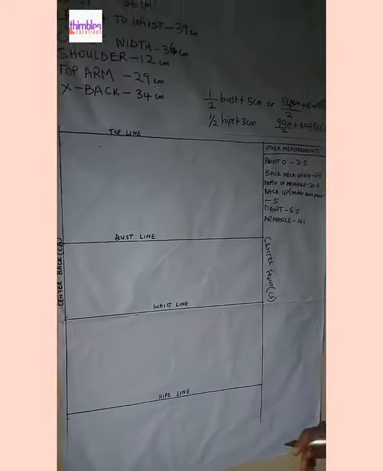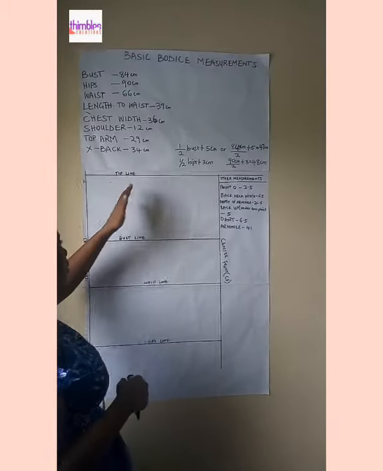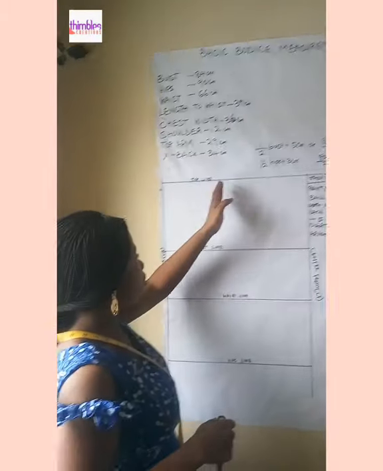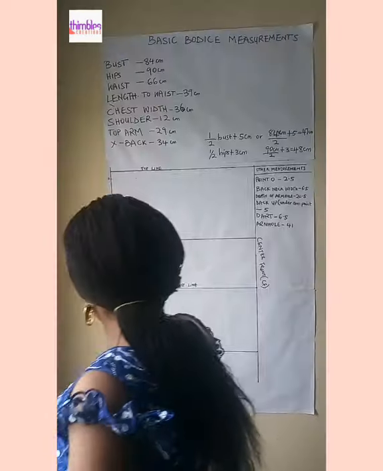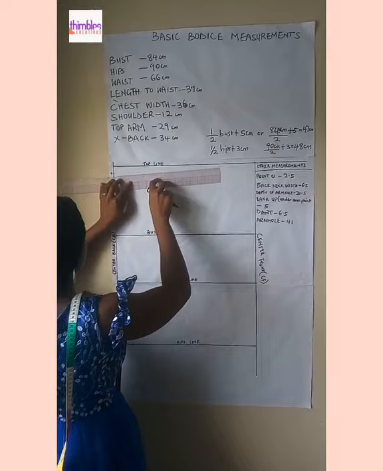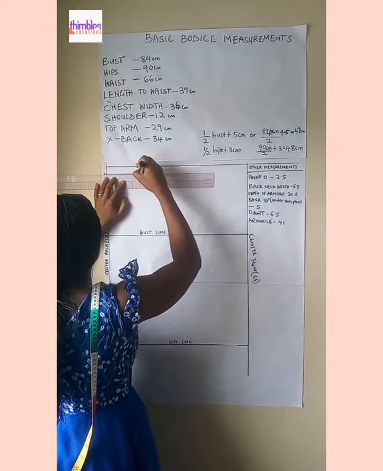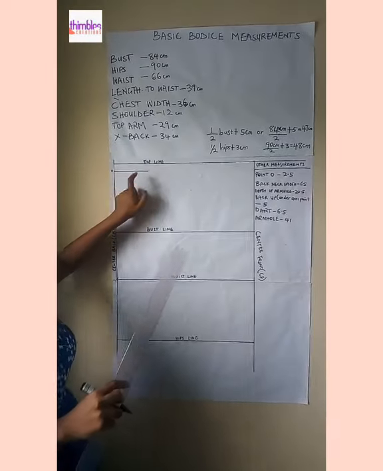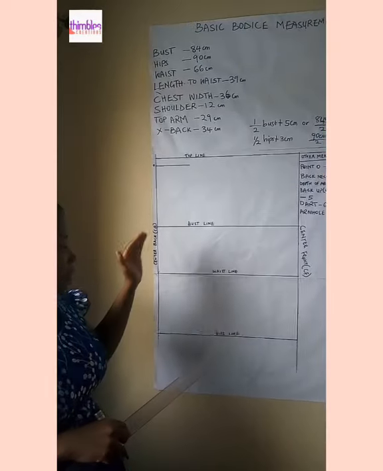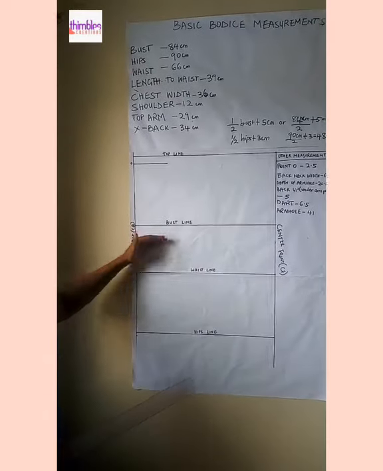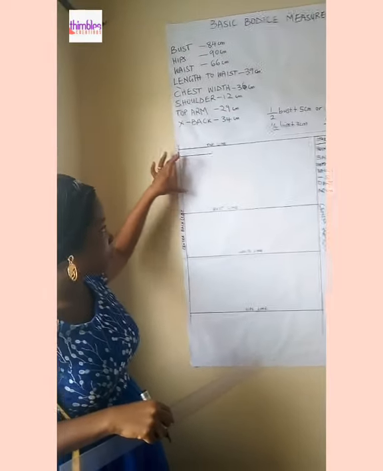Okay, so then remember our point O. I'm going to extend the line, just not too long, just before the halfway of the paper, because that is where our neckline will rest. So I'll take it this way. So this is our point O, the neckline.